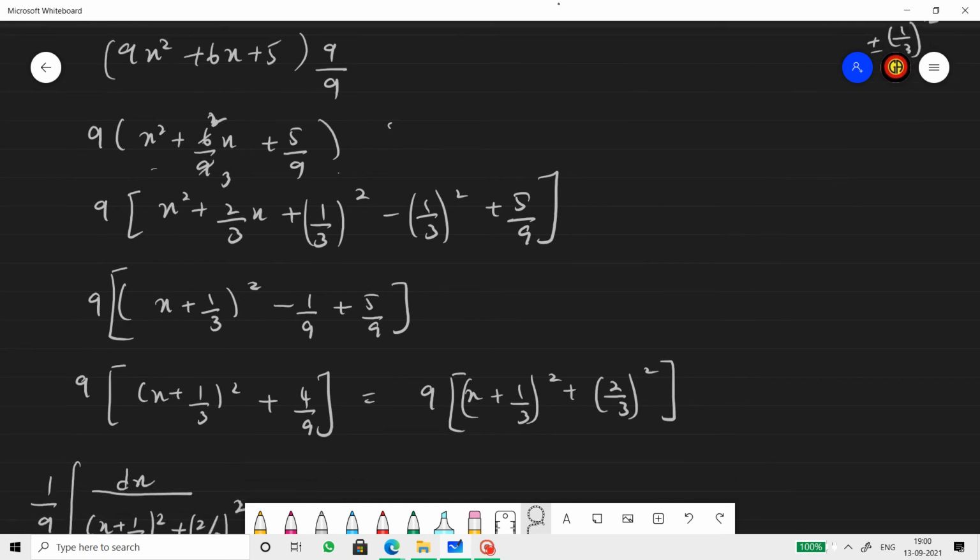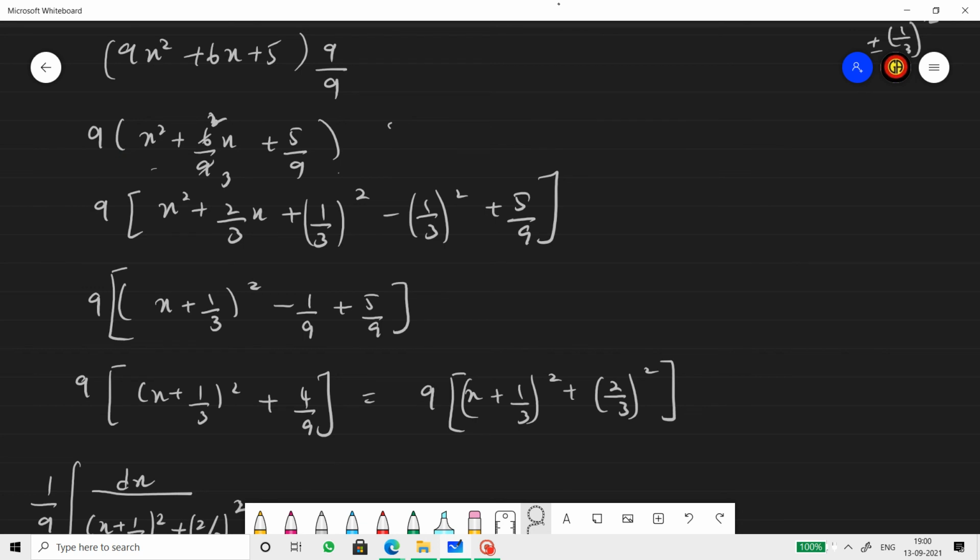So I am inserting plus 1 by 3 square and minus 1 by 3 square, plus 5 by 9 comes as it is. Now make sure that when you insert this plus and minus number, it is inside the bracket and 9 must be outside. Do not miss this 9, otherwise everything will go wrong.